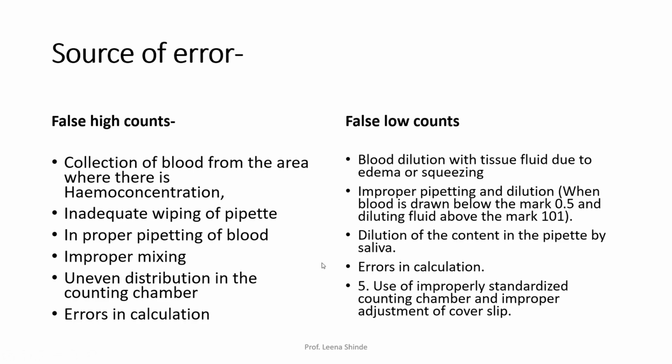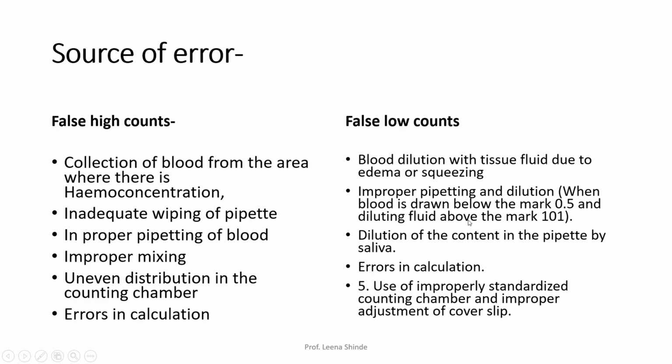Sources of errors: false high count and low count. Collection of blood from an area where there is hemoconcentration, meaning the plasma level is decreased. This area is known as hemoconcentration, where the RBC count is increased. Also inadequate wiping of the pipette, improper pipetting of blood, improper mixing of blood specimen and diluting fluid, uneven distribution in the counting chamber, and errors in calculation and typing.